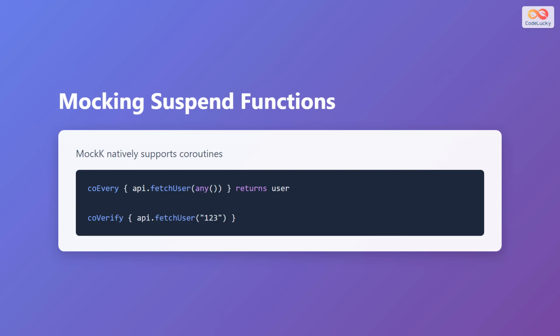In the example, coEvery stubs a suspend function called fetchUser to return a user object, and coVerify confirms that the method was called with a specific argument. This makes testing coroutine-based code just as simple as testing regular synchronous code.